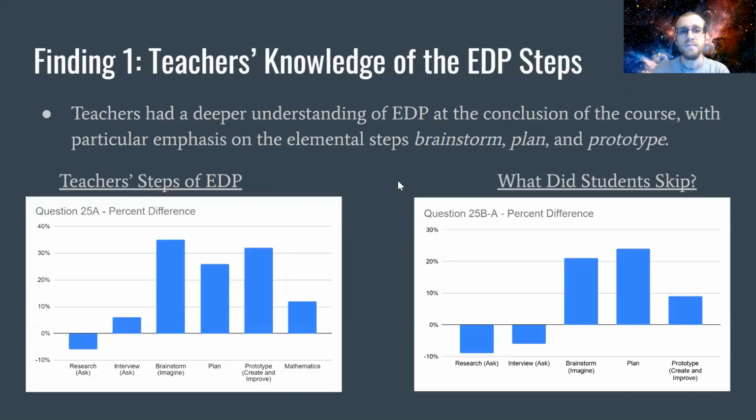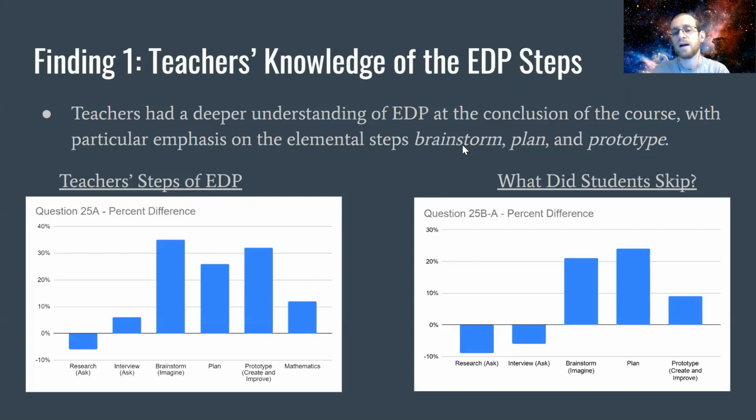Now, our first finding was relating to teachers' knowledge of the engineering design process steps. So what we found was that from beginning to end, so we think as a result of taking the course, the teachers were able to understand more deeply the engineering design process, particularly the steps of brainstorming, planning, and prototyping. So these were 3 of the codes that had emerged.